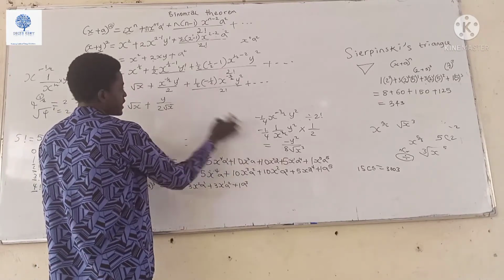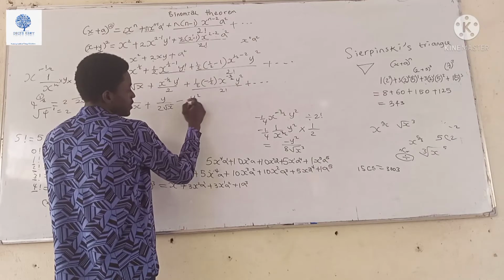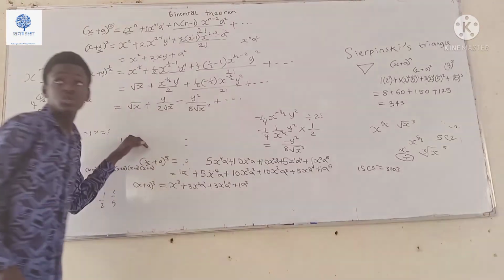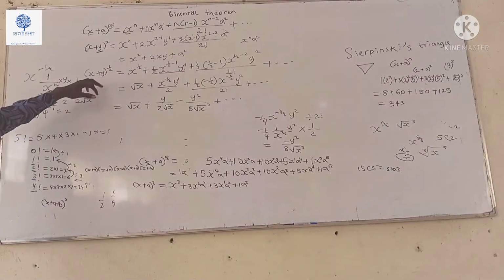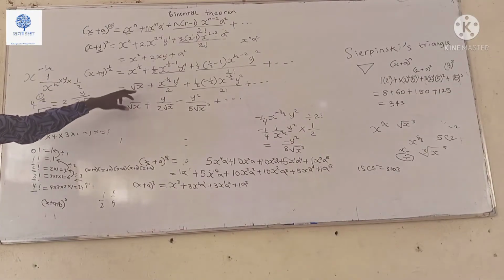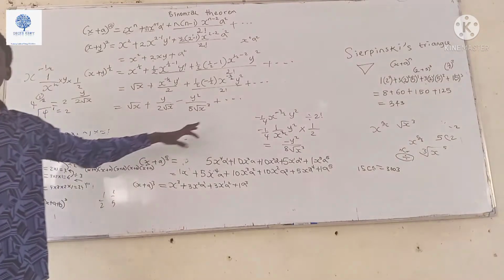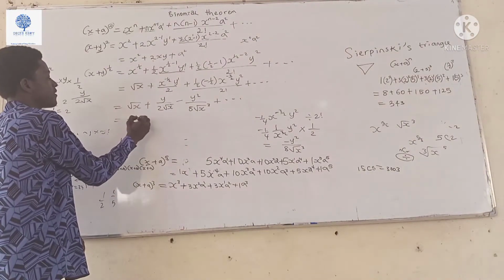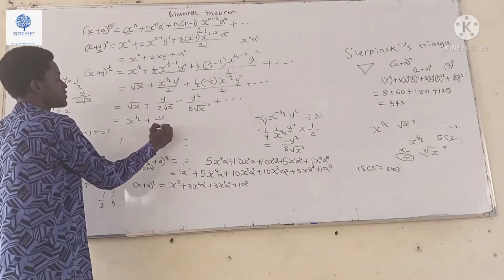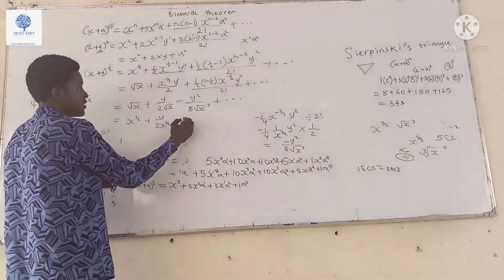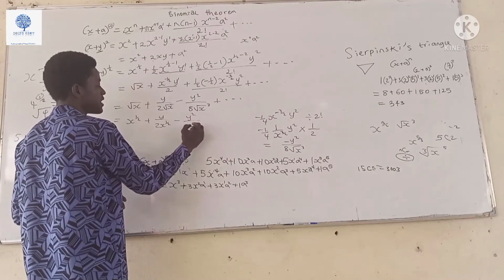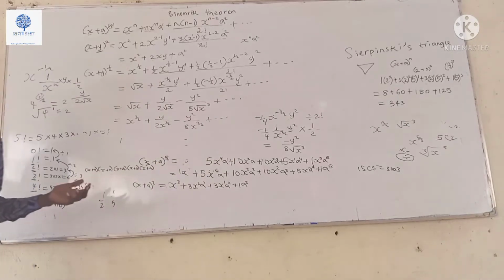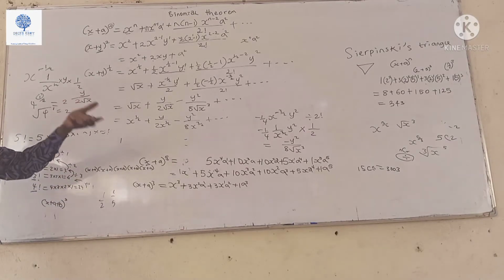This part now we solve it as this is minus y squared over 8 root x to the power of 3 plus dot dot dot. So if they say find the expansion of x plus y to the power of half, your answer should appear like this. Except they don't want to put square roots, they will now decide to say x to the power of half plus y over 2x to the power of half minus y squared over 8x to the power of 3 over 2 plus dot dot dot. All of them is still the same thing, just different expressions of one thing.